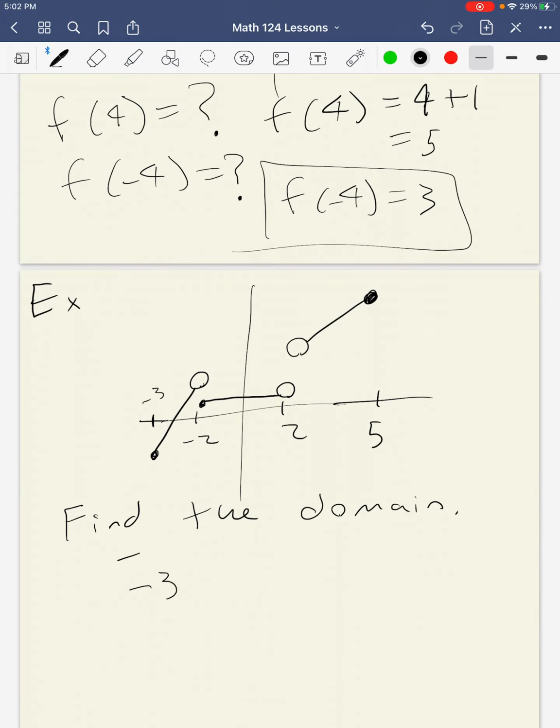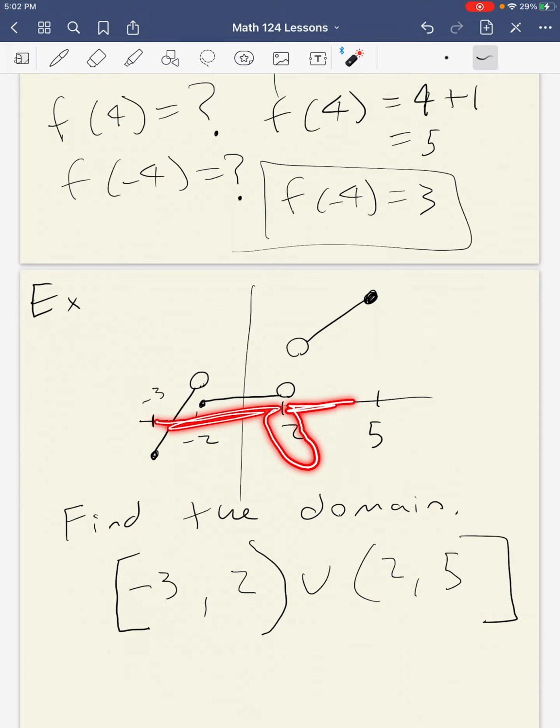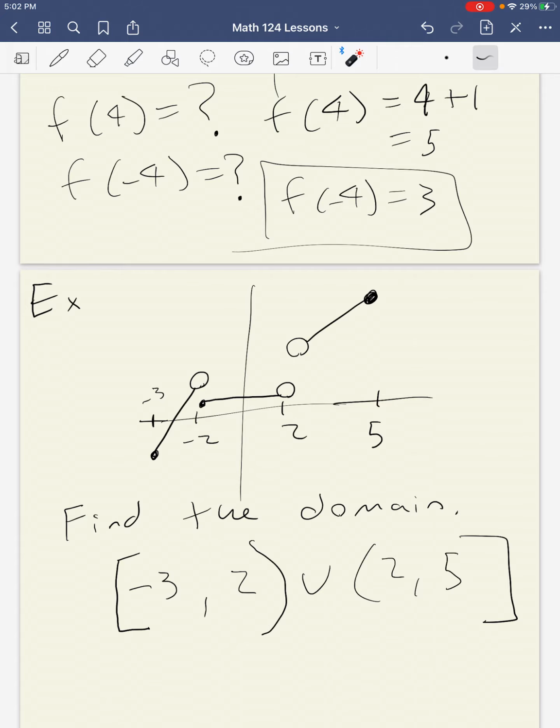Well, -3 and closed polka dot, so I'll use a square bracket. And we go up to 2, and then we do not include 2, because 2 had an open polka dot. So for these closed polka dots, we can use a square bracket. If there's only open polka dots over an x, we have to jump over that value. And so we can plug in all these numbers, we have to jump over the 2, and then we can plug in these numbers. And then for any other x value, there was no corresponding graph, so they are not in the domain.